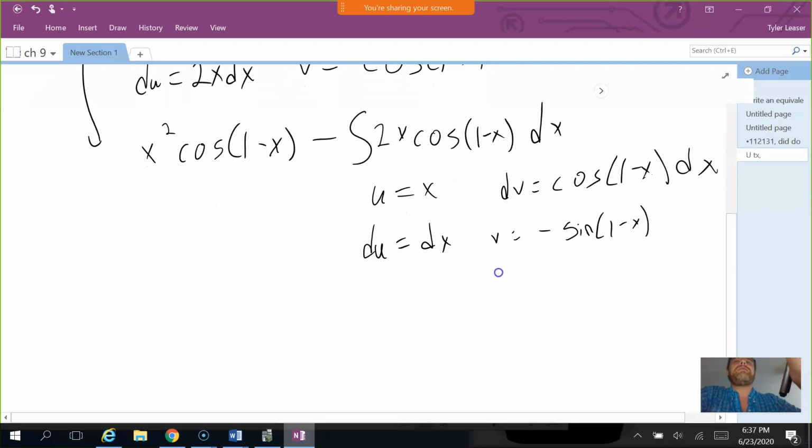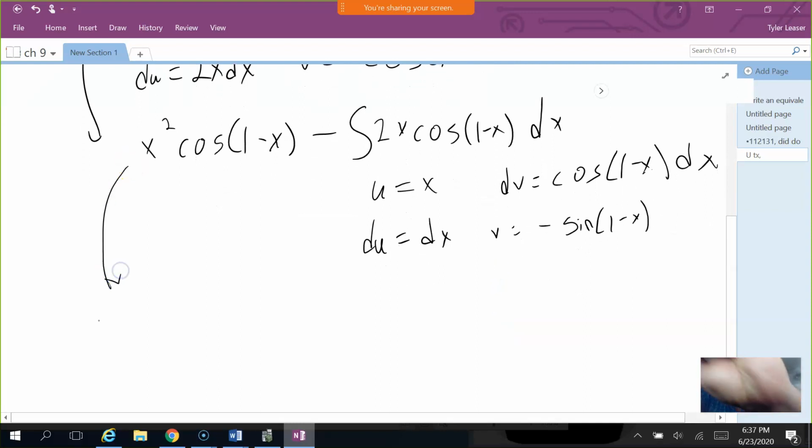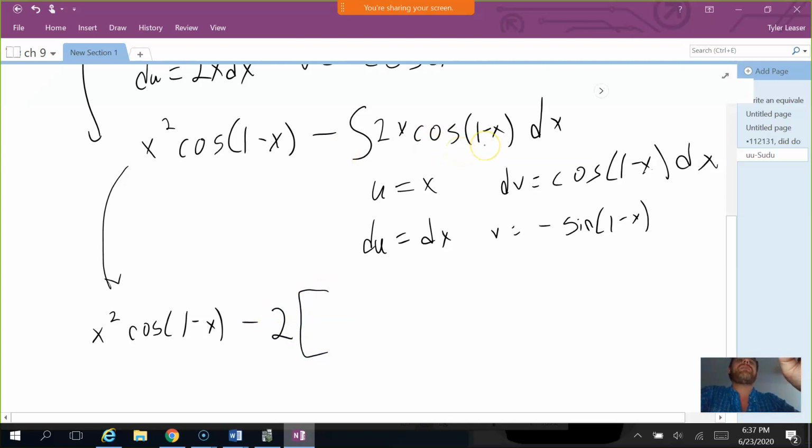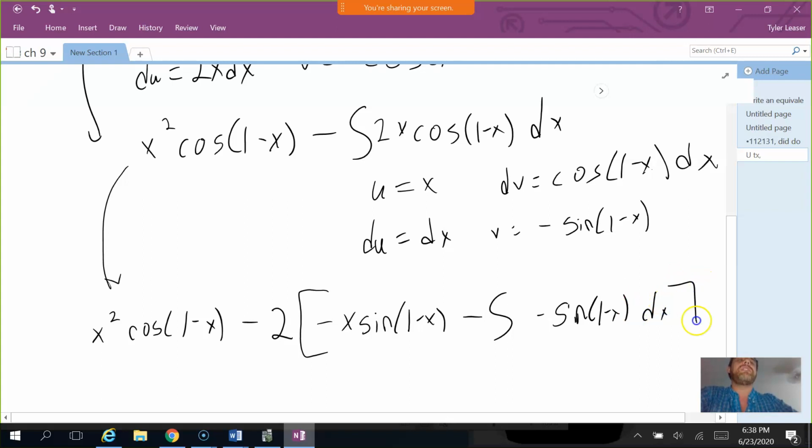Now we do that formula again. So just copying down where we left off, we still have the x squared cosine 1 minus x. Remember that I pulled a 2 out of this integral, so now it's a negative 2 times this integral that's left over. The x cosine 1 minus x is going to be another integration by parts. So u times v, which will be negative x sine 1 minus x, minus the integral of v, negative sine 1 minus x du, which is dx.